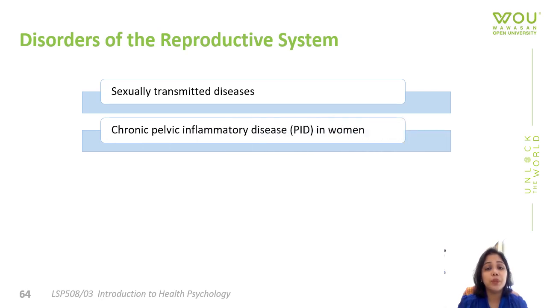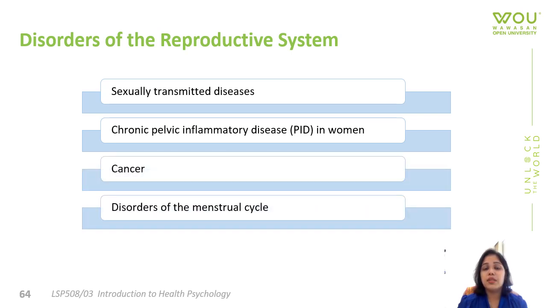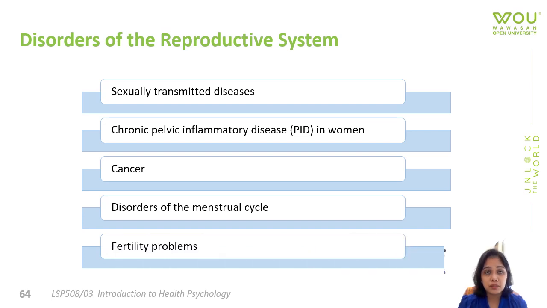Now the disorders of the reproductive systems, for example, sexually transmitted diseases, STI, chronic pelvic inflammatory disease, this is more. Cancer. Cancer can be testicle cancer, can be breast cancer, can be ovary cancer, and of course disorders of the menstrual cycle, premenstrual disorders, and fertility.